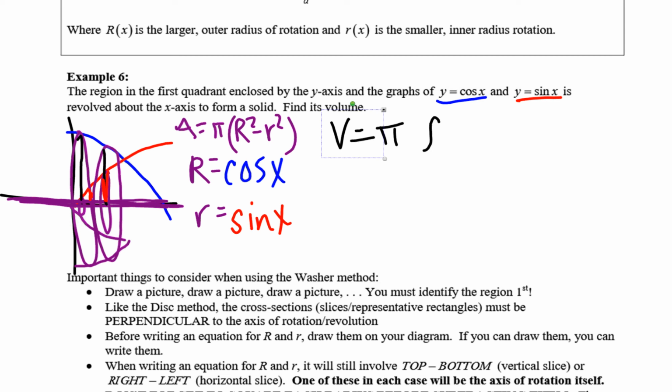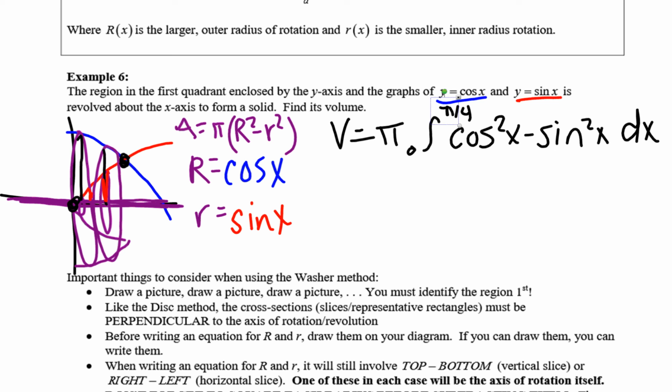cosine squared minus sine squared. Is that a trig identity? And we need to write our bounds. We start at 0, but where do they intersect? Well, sine and cosine are the same at pi over 4. So to take the antiderivative, first I'm going to simplify that using trig identities.